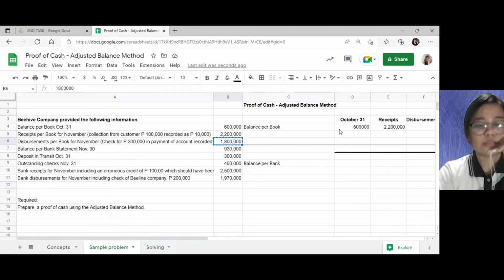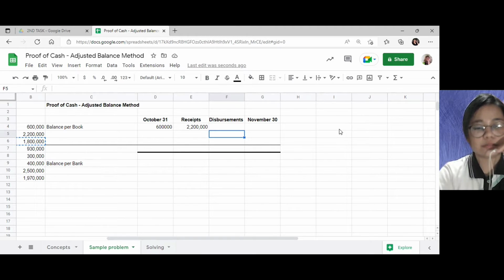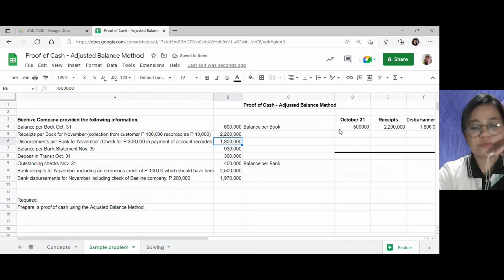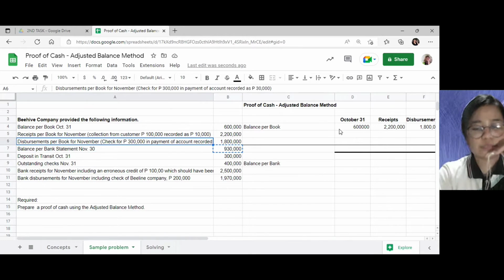Next to the receipts is the disbursement. So we have a total of 1,800,000. And again, as we have noticed, we have here an additional information pertaining to a check which was recorded at 30,000 instead of 300,000.